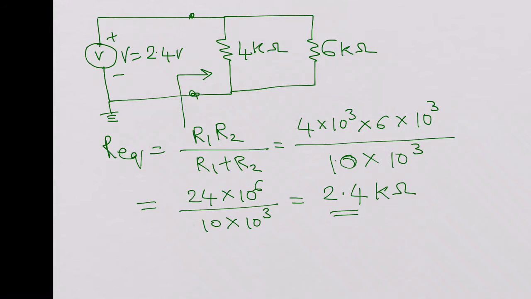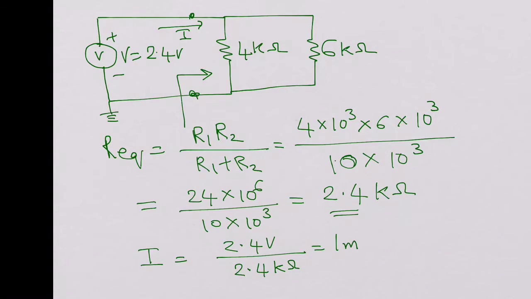Now let's look at the total current flowing through this circuit. I would be total V, which is 2.4 volts, divided by 2.4 kilo ohms. You would get 1 milliamp flowing through this.